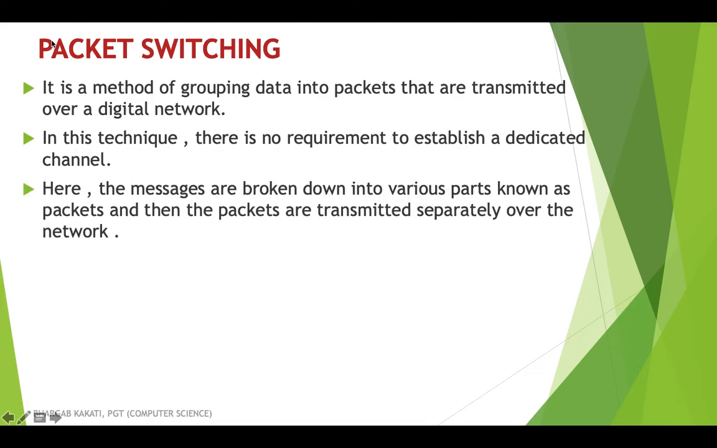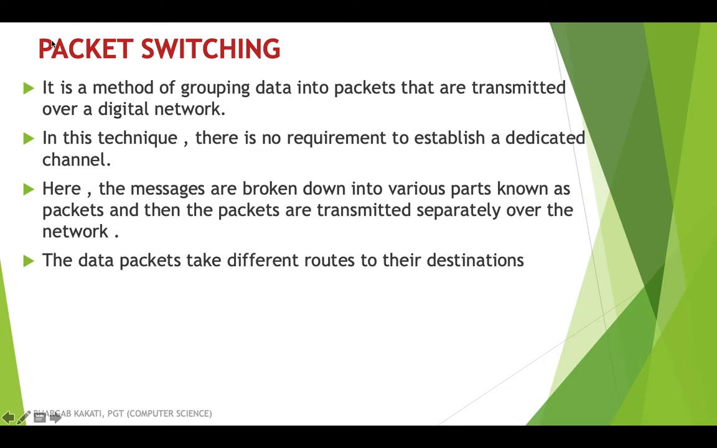Here the messages are broken down into various parts known as packets, and then the packets are transmitted separately over the network. It's not that all the packets will go via the same route. Different packets will go via different routes, and then at the end they are again reassembled. The data packets take different routes to their destination.